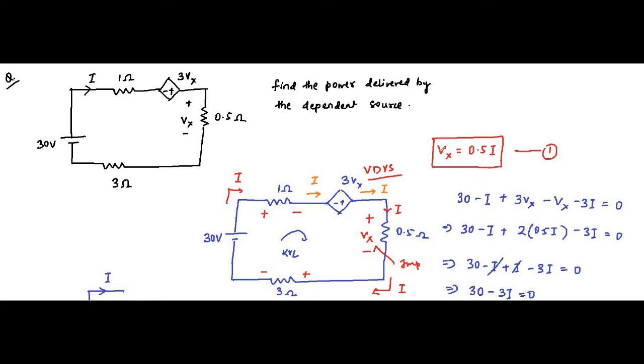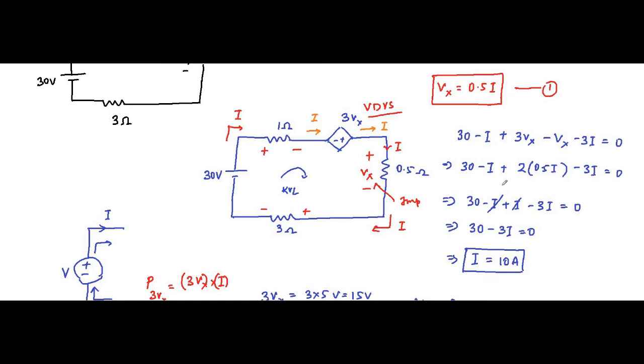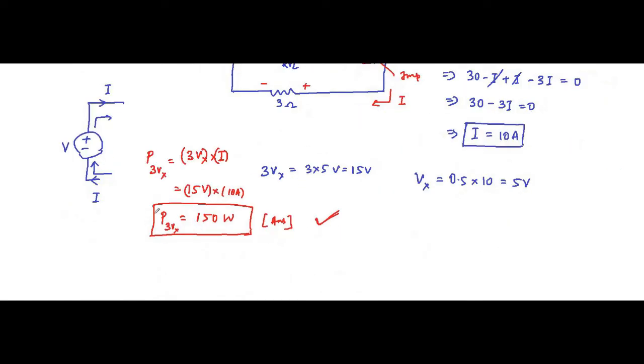We established the relationship of this depending on the circuit current. Then we wrote the KVL equation. We brought the whole equation in terms of I. We got the value of I, the circuit current. Then we determined all the individual things that are required for this voltage dependent voltage source value to be determined, and then we got the value of this power.